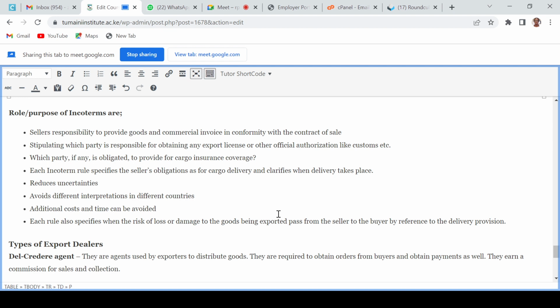They also do that to ensure that there are no additional costs that you have to be told, mzigo inabidi. So they tell you how much you need to pay for the goods, especially like when you are told free on board. Unajua kwamba mzigo ikifika kwangu lazima nilipie duty, lazima nifanye hivyo vitu vyote ujitayarishe. Then each party even is obligated to provide cargo insurance. So it gives all this information. I think I had mentioned as we started up there. So each rule also specifies when the risk of loss or damage to the goods being exported passes from the seller to the buyer by reference to the delivery provision. So those ones now I think are very clear to us.